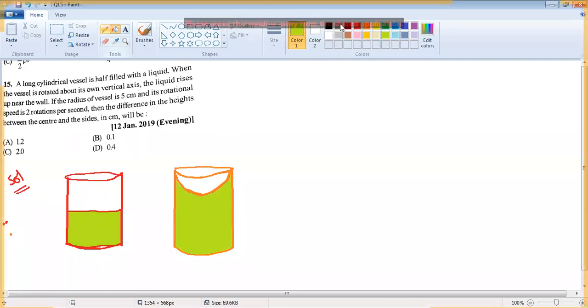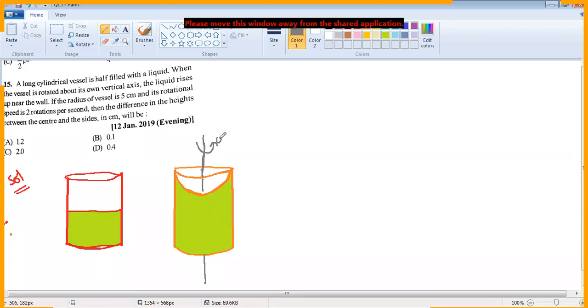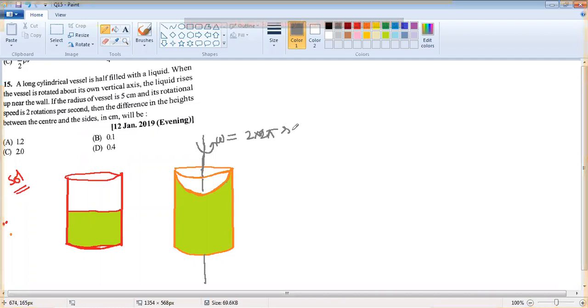Just look at this question. Now it is rotating about the vertical axis here. It is rotating with the vertical axis, omega equals 2 rotations per second. Rotations per second means 2 into 2 pi, so 2 into 2 pi radians per second.